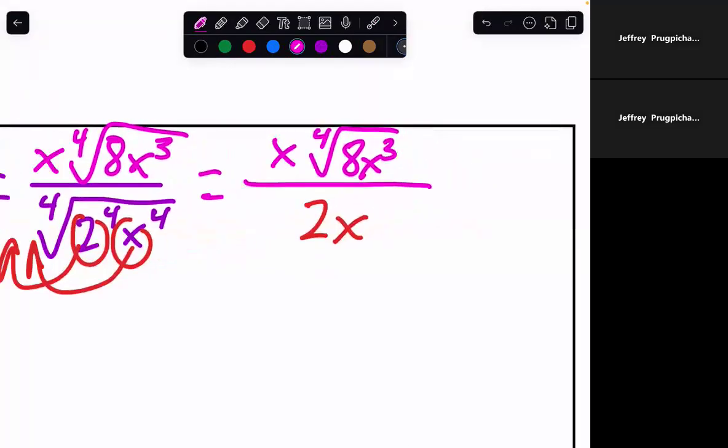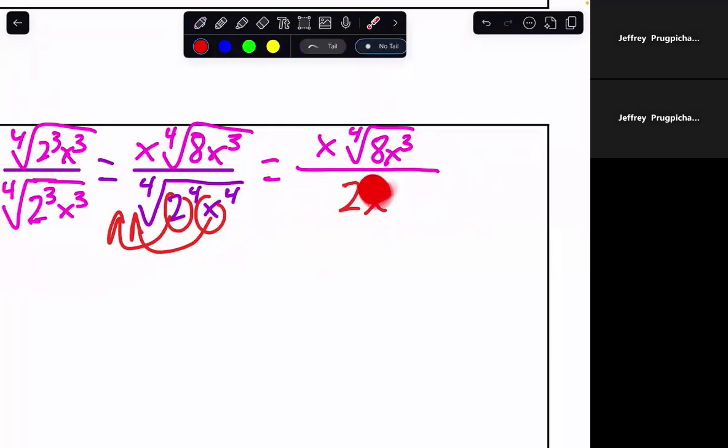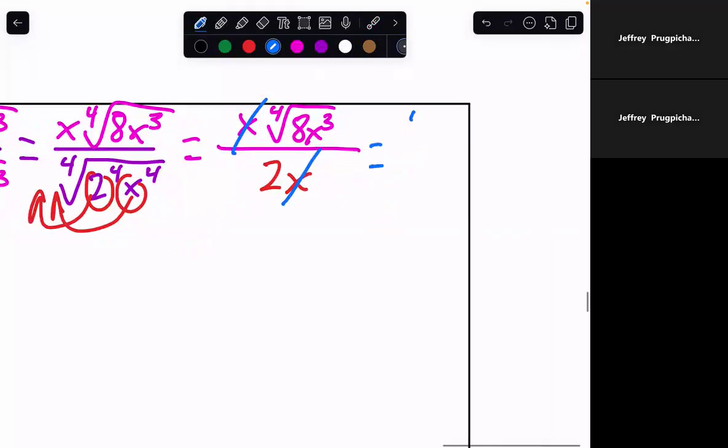And then I'm guessing some of you got to here, which is great, but this is not the final step. Again, you can't reduce these x's, but you can reduce these x's. This x on the outside and this x in the denominator are common factors. So the fully simplified answer is the fourth root of 8x cubed over 2.